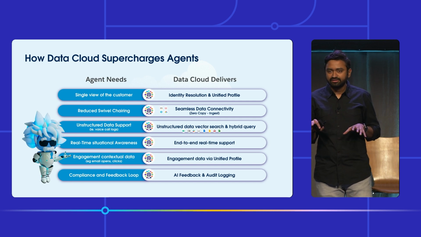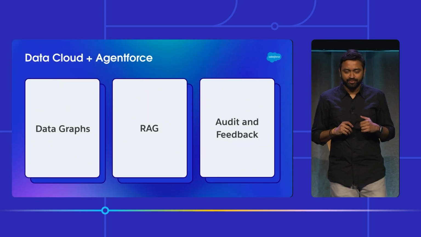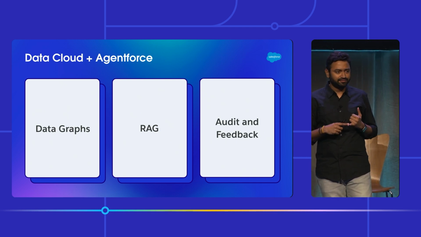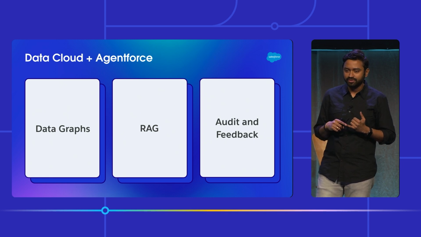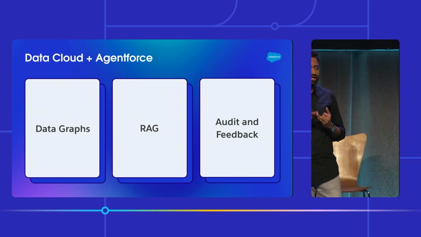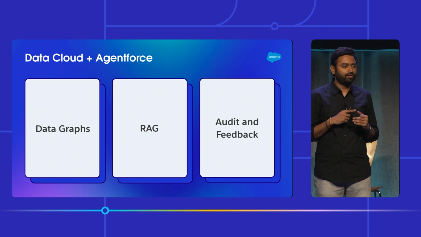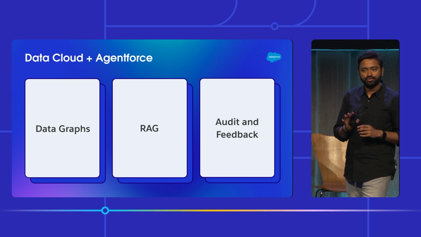But in a 40-minute session, it is very unrealistic that we can go through all of these. So today, we will be focusing on these 3 key topics. First is data graphs that allow you to get structured data into agents. The second one is RAG, which allows you to get unstructured data into agents. And third, we are going to see how audit and feedback works. So all the governance part of it, that's what I'm going to cover towards the end.